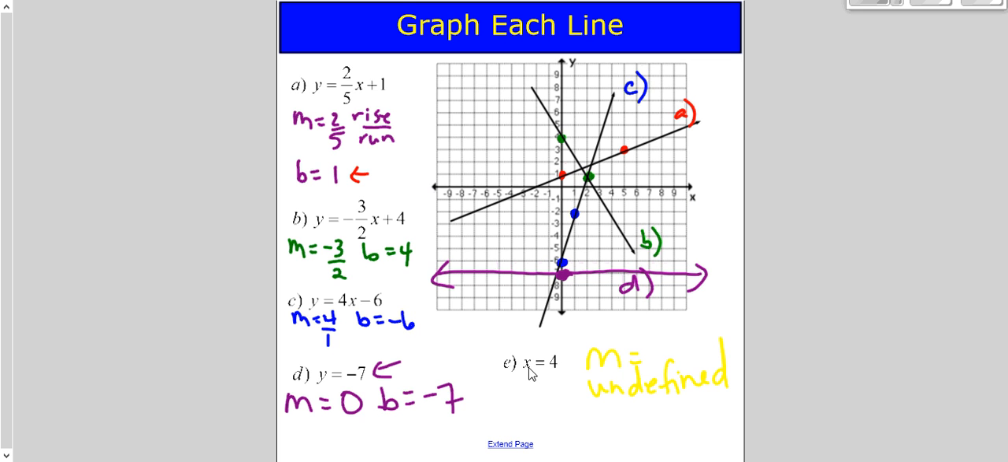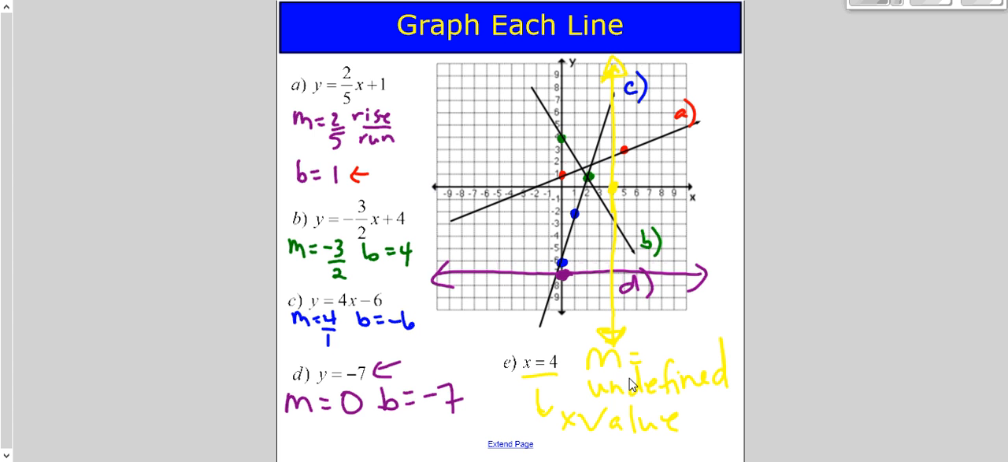I do know an x value, though. I know an x value at 4. So this is not a y-intercept. This is an x value. All right, so let me go to x at 4, which is right here. And what this creates is a straight line up and down. So this gives me a vertical line.